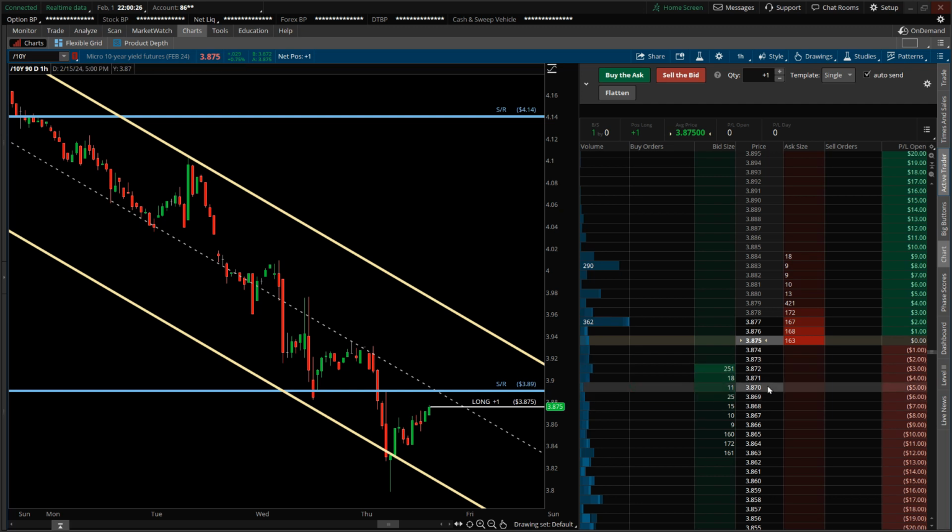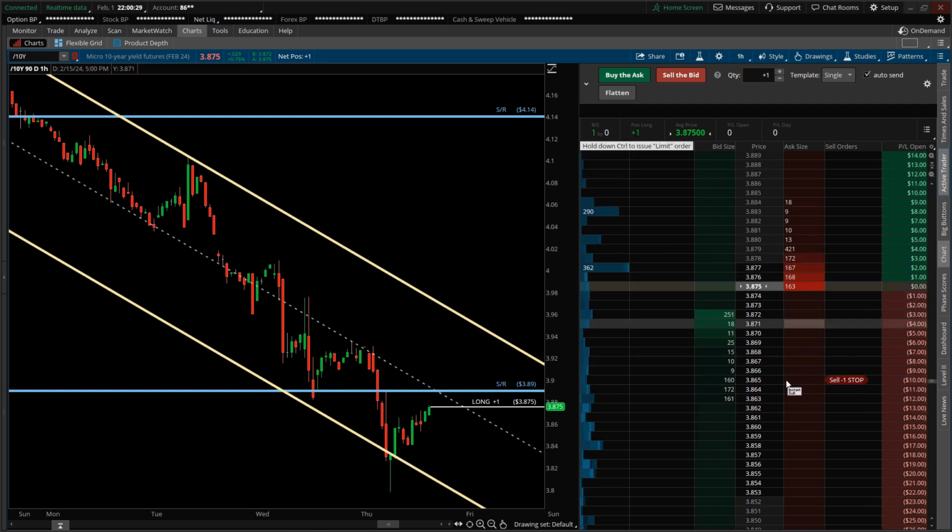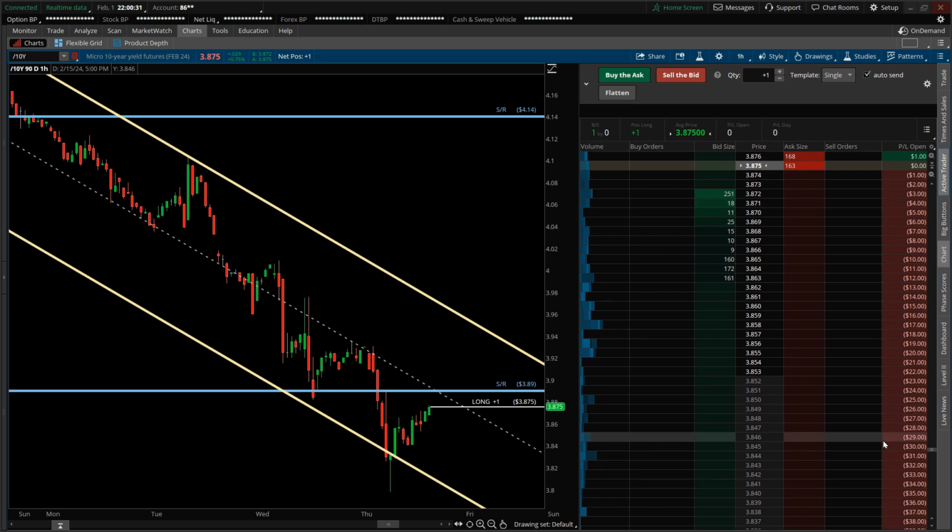So worst case scenario, my assessment is wrong. If or when price crosses below $3.845, I'm going to place an order here to close out the position, capping my loss to $30. So I'm not going to babysit this trade this entire time.